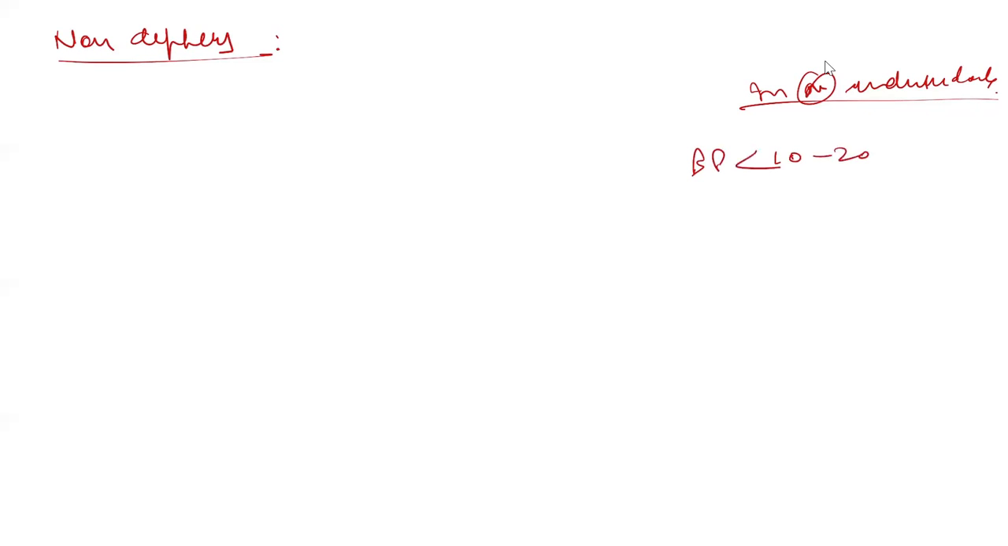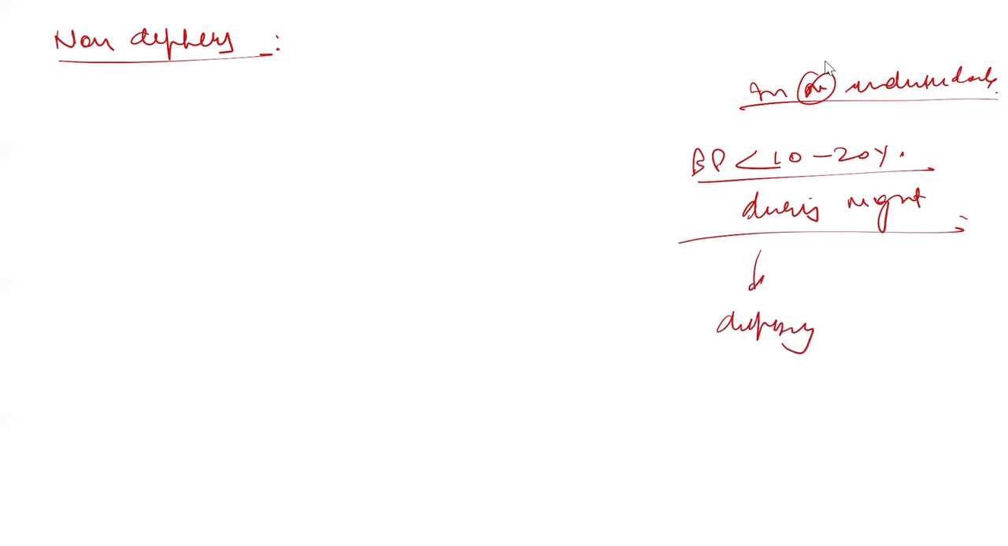Now the third important point is non-dippers. What happens is that in normal individuals, BP falls 10 to 20% during night. This is a normal phenomenon and this is known as dipping. We can diagnose this on ambulatory BP monitoring, as the ambulatory BP monitor measures BP throughout the night every 30 minutes. So suppose the BP doesn't fall during the night, then we call these patients non-dippers.